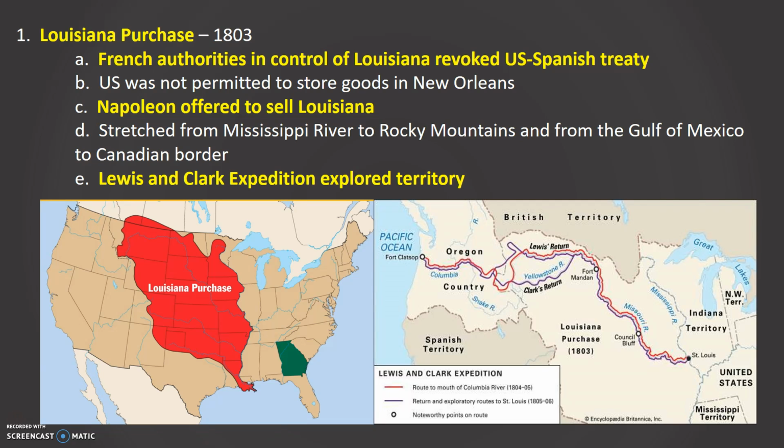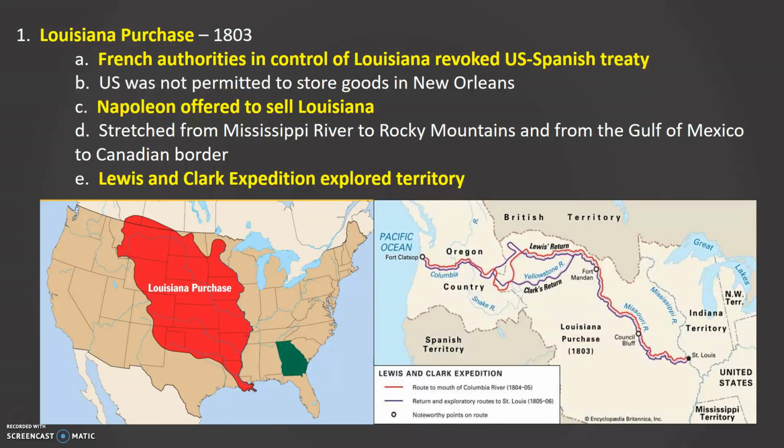So our first step to expand across is the Louisiana Purchase in 1803. Here you're going to have the French authorities in control of Louisiana, and they revoke the U.S.-Spanish Treaty because they do not agree with it. Basically, under the U.S.-Spanish Treaty, we did have access to the important trading port of New Orleans. France says that we no longer can have access to it.